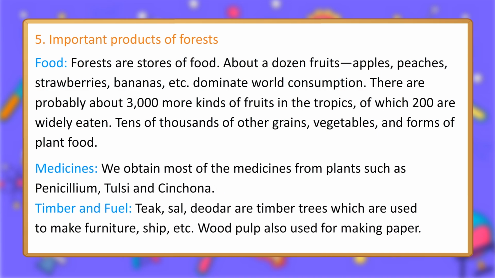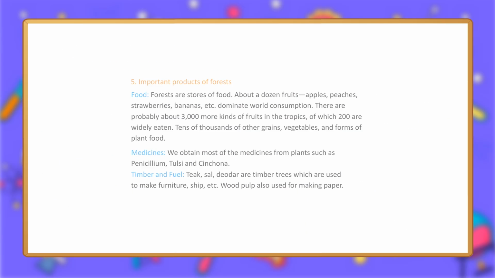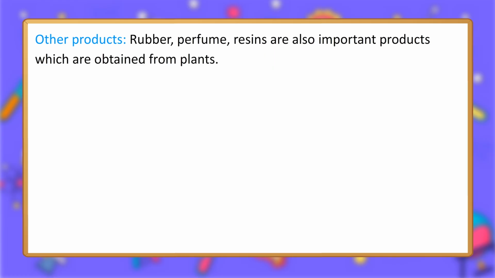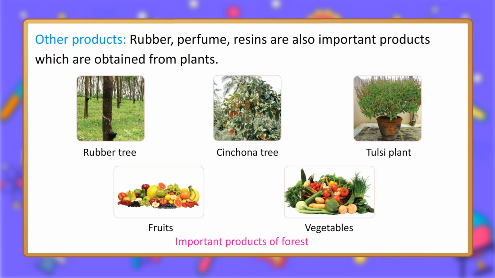Medicines. We obtain most of the medicines from plants such as penicillium, tulsi, and cinchona. Timber and fuel. Teak, sal, devdara are timber trees which are used to make furniture, ships, etc. Wood pulp is also used for making paper. Other products. Rubber, perfume, resins are also important products which are obtained from plants.